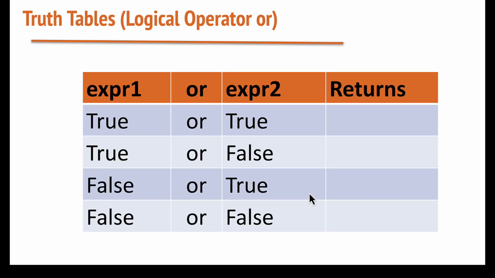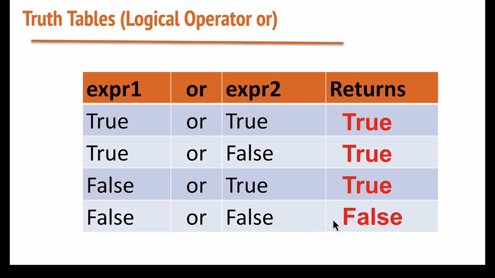This is a truth table based on the logical operator or. Again, we have expression 1 or expression 2, and one of these needs to be true. True or true is going to result in true. True or false is going to be true. False or true is going to be true. And then false or false is going to result in a false.